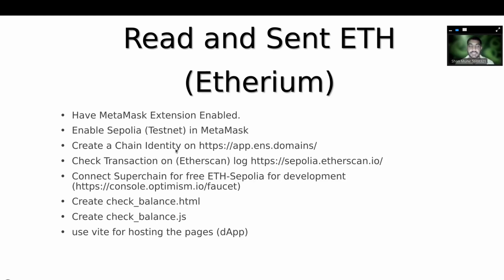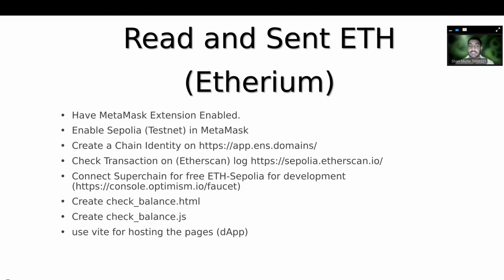The very first thing that we need is to have a MetaMask extension enabled in our web browser. We will enable the Sepolia test network in our MetaMask platform. We will create our chain identity on apps.ens.domains. We can check our transaction on Etherscan. We will connect our Superchain to get some free Ethereum Sepolia for development.